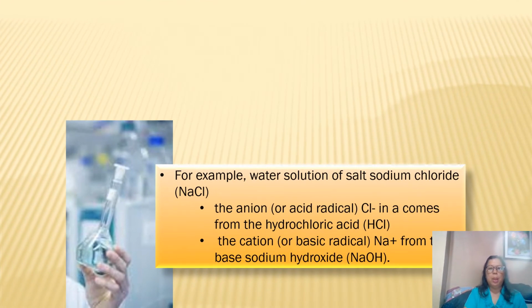So, for example, a water solution of salt, sodium chloride. The anion or the acid radical is chlorine coming from the hydrochloric acid. So from here, you could already test for the presence of chloride ion. And likewise, from the analysis of sodium chloride, you could also test for the presence of sodium. So it depends upon what is the unknown that you want to determine.